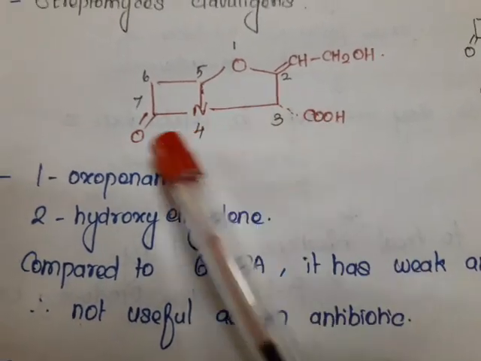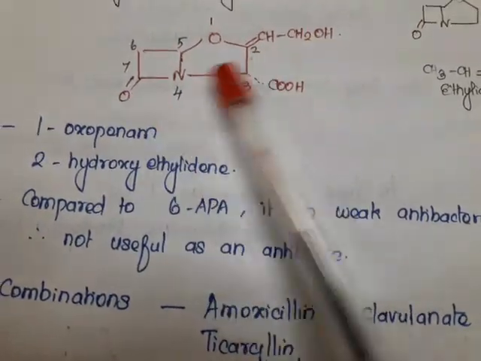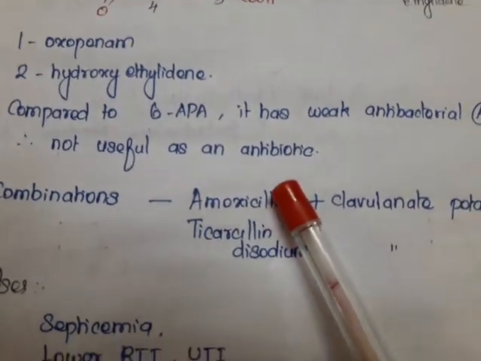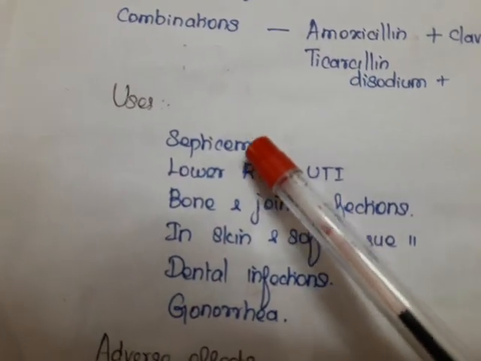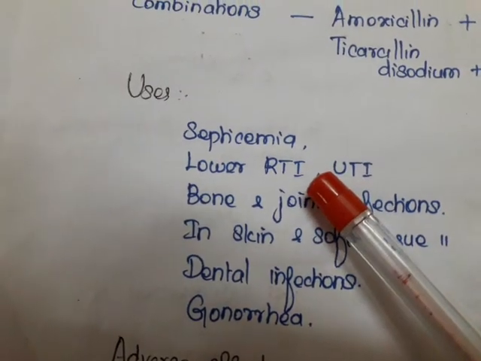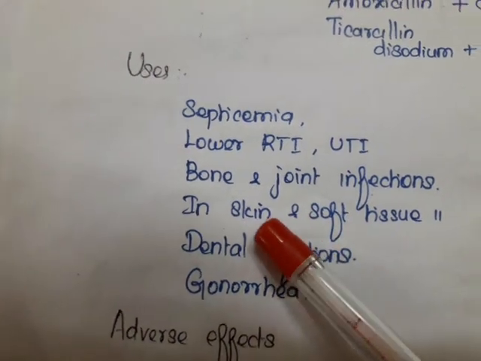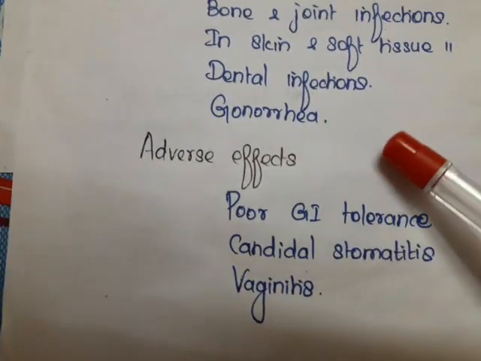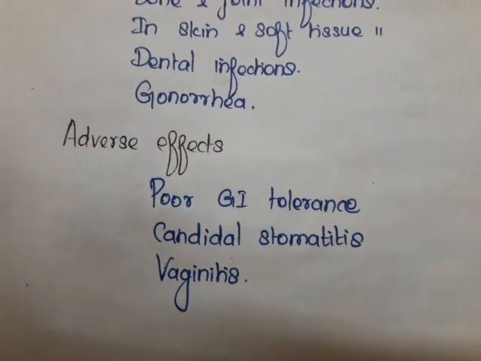While comparing with 6-aminopenicillanic acid, it has weak antibacterial activity, that's why it is not used as an antibiotic, and usually it is given in combination with amoxicillin or ticarcillin. Okay, and we'll see the uses of clavulanic acid. They are used in the treatment of septicemia, lower respiratory tract infections and urinary tract infections, bone and joint infections, skin and soft tissue infections, dental infections, gonorrhea. And we'll see the adverse effects: poor GI tolerance, candidal stomatitis and vaginitis.